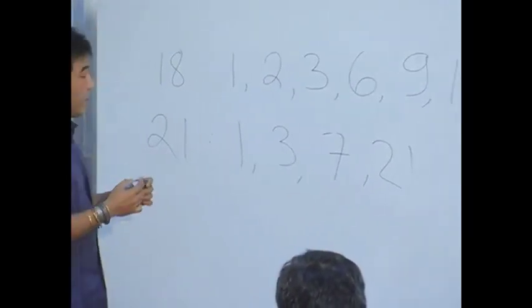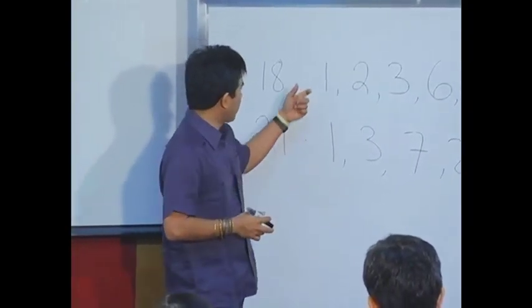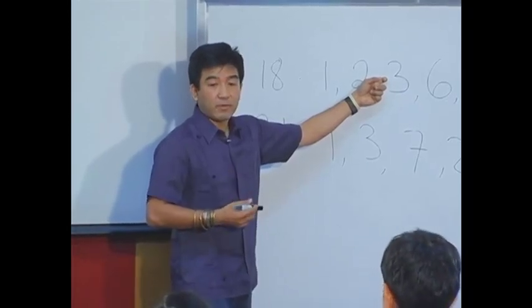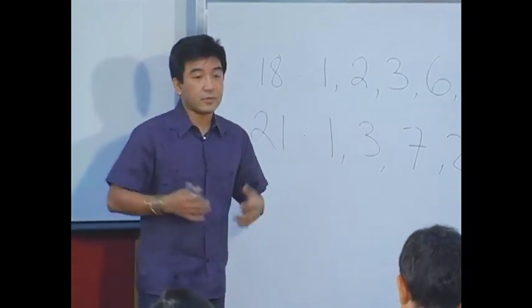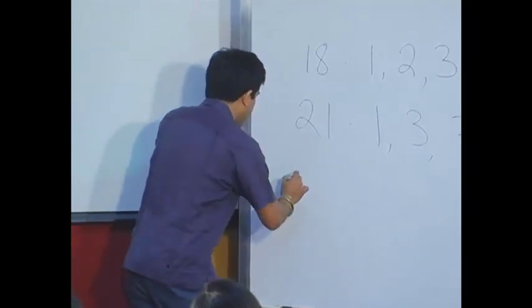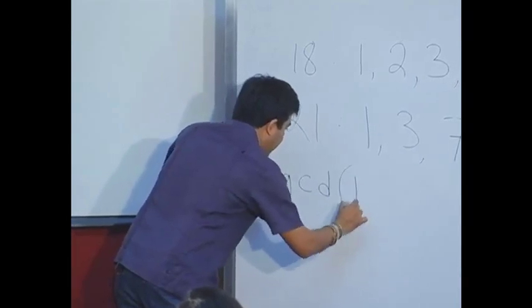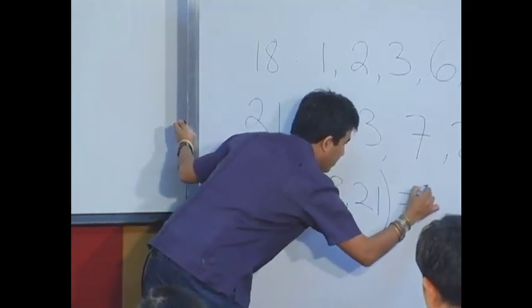No? So the common factors, what are the common factors of 18 and 21? We have 1 and 1. We have 3 and 3. So the greatest common factor or the greatest common divisor is just the greatest among all the common divisors. So we write GCD of 18 and 21 is equal to 3.